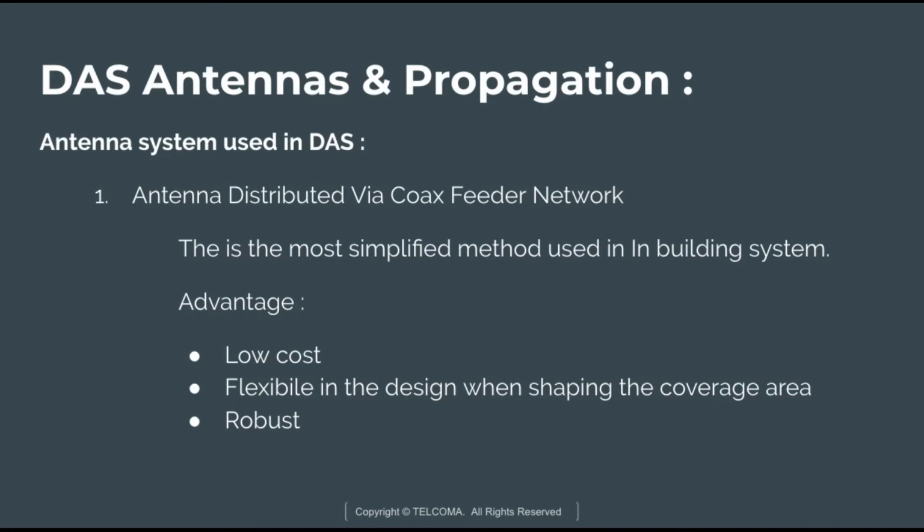Next, the antenna system installation. The antennas can be distributed via a coaxial feeder network, which is the most simplified method used in an in-building system. The advantages of this system are that it requires low cost, it is flexible in design when shaping the coverage area, and it is robust in nature.